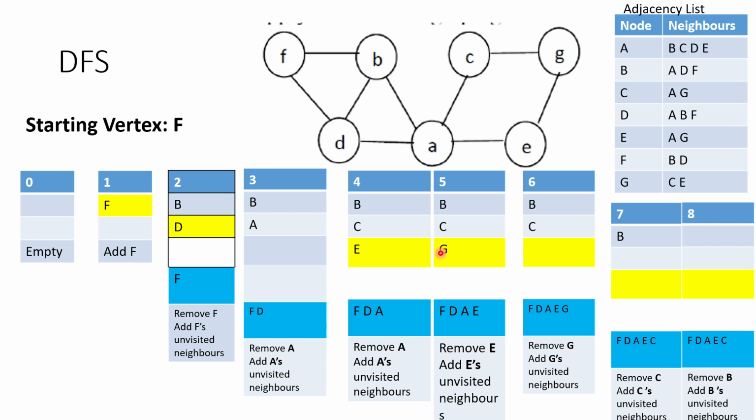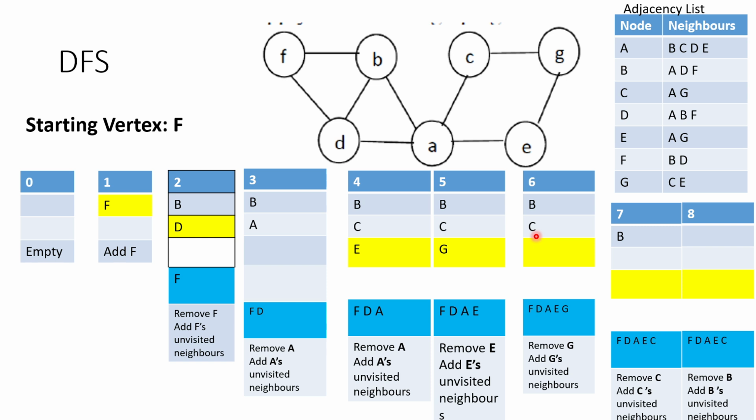When you remove G, the stack content will be B and C. See, the neighbors are C and D. In that, C is there in the stack, E is finished. So no changes will be made in the stack, B and C. The next element that will go is C. Its neighbors are A and G. A is also over, G is also over. Nothing, no modification.